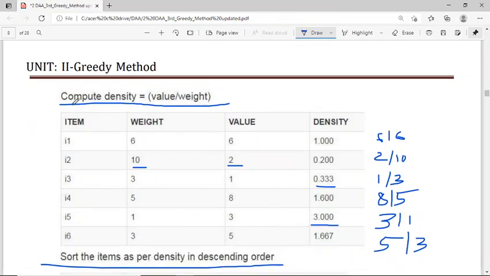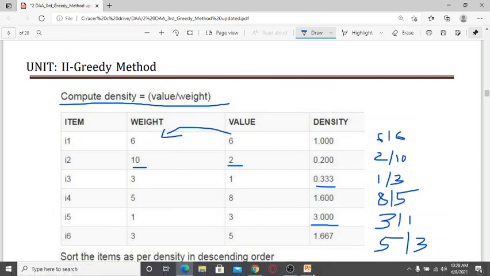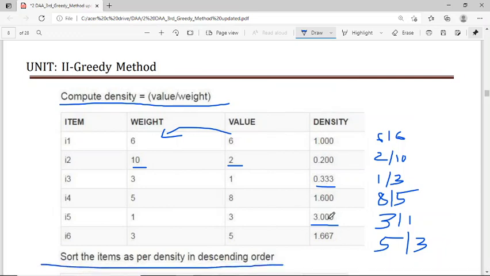The formula to compute density is value by weight. Value by weight: 6 by 6 is 1, then 2 by 10, then 1 by 3, then 8 by 5, then 3 by 1, then 5 by 3. Whatever the density, whatever the profit, we need to write it here. So in the value we are getting more profit.